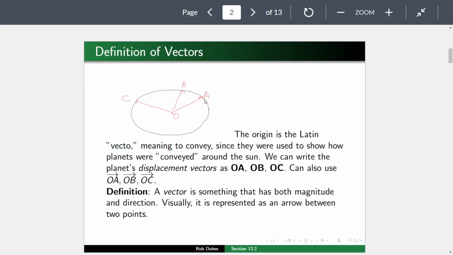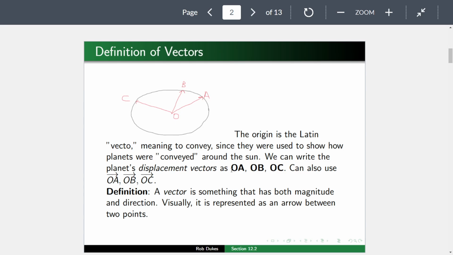So when you would imagine, if we draw the orbit of a planet, we have vectors based at the origin, the center, which is not the sun, but it's close to it. And the arrow shows where they are at different times, as though it were conveying them around in a circle or ellipse. So OA, OB, OC is a common way of writing them, where we have the base to the end point.